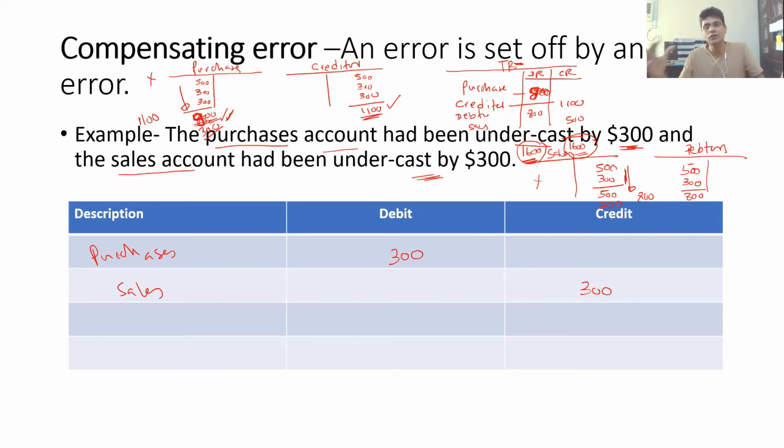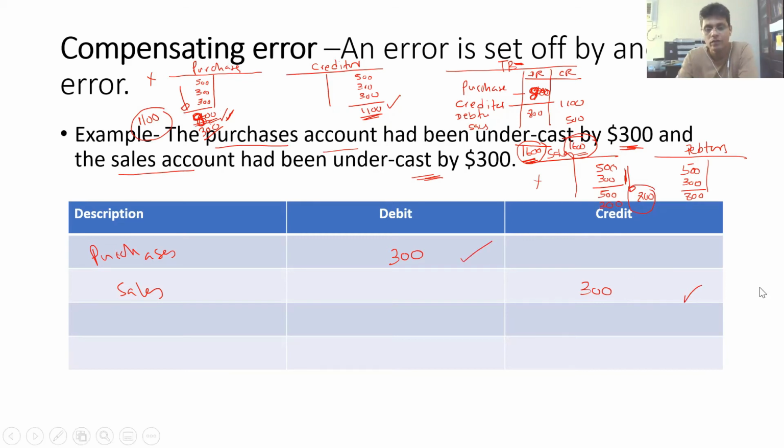An error is set off by another error. You have made one error in the purchases account. What is the purchases account error you have made? You have undercast the purchases account by 300, and on the other hand, sales account is also less by 300. So to correct this, you debit purchases so that the purchases will be 1100 and you credit sales account, the sales will be 800. So this is the rectification entry that you have to make.